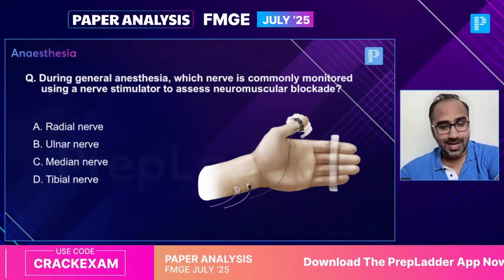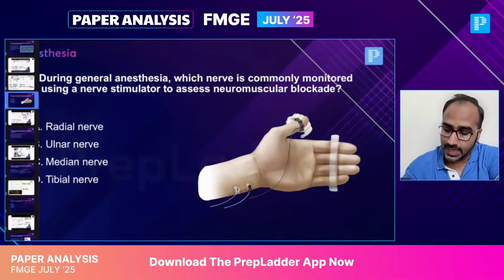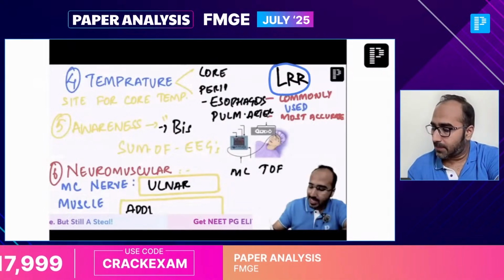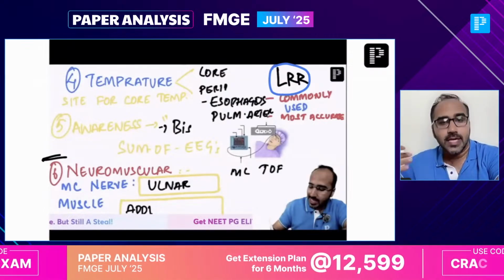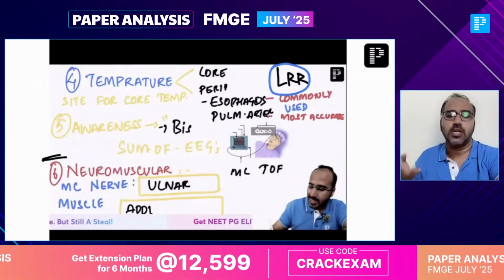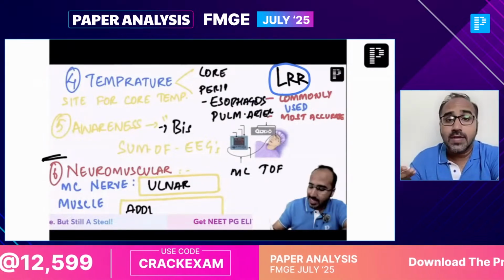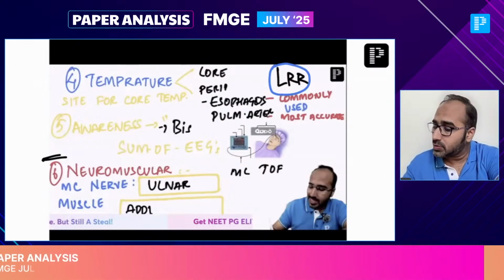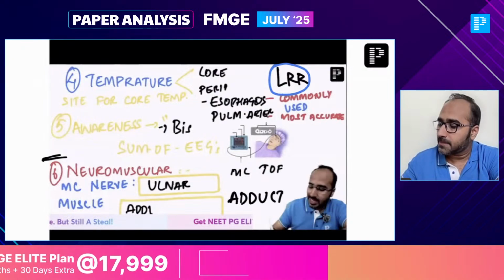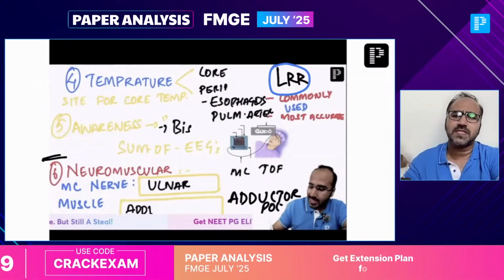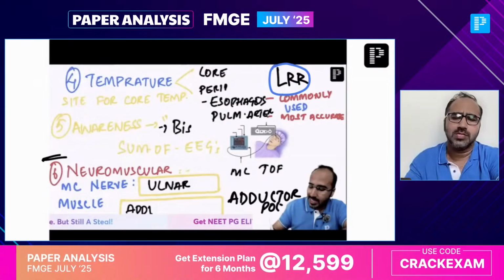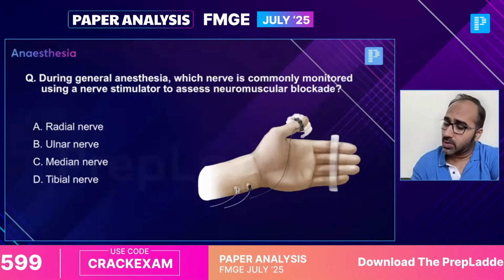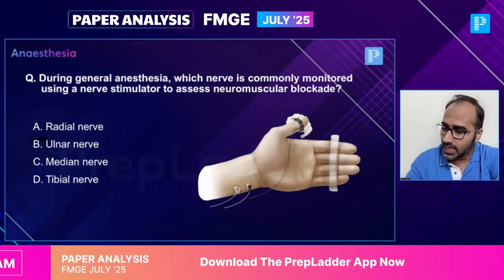Again, in the topic of neuromuscular blockade, in the LRR I showed you one thing. Neuromuscular monitoring plays an important role, and in neuromuscular monitoring, there are different monitors used. Train of four stimulus is one of the monitors, in which the nerve that we commonly use is what, guys? It is the ulnar nerve. And what is the muscle that is being commonly used? It is the adductor pollicis muscle. We give some twitch. During general anesthesia, the nerve commonly monitored using a nerve stimulator is always the ulnar nerve.